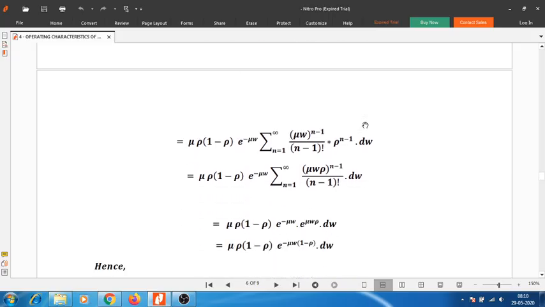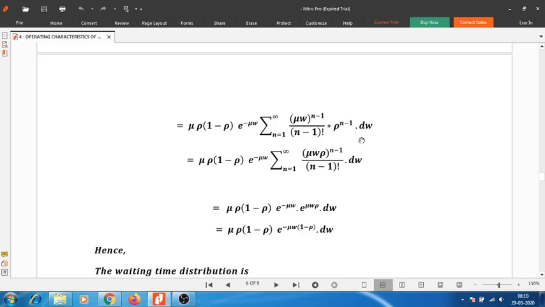The same step I am writing again. Are you okay? Here rho power n minus 1, and here mu w whole power n minus 1. Shall we write this rho inside the n minus 1? Yes, I am writing it inside the n minus 1. Now this summation, expanding it: put n equal to 1, mu w rho whole power 1 minus 1, that is 0, and 0 factorial. So the numerator is 1, the denominator is also 1.